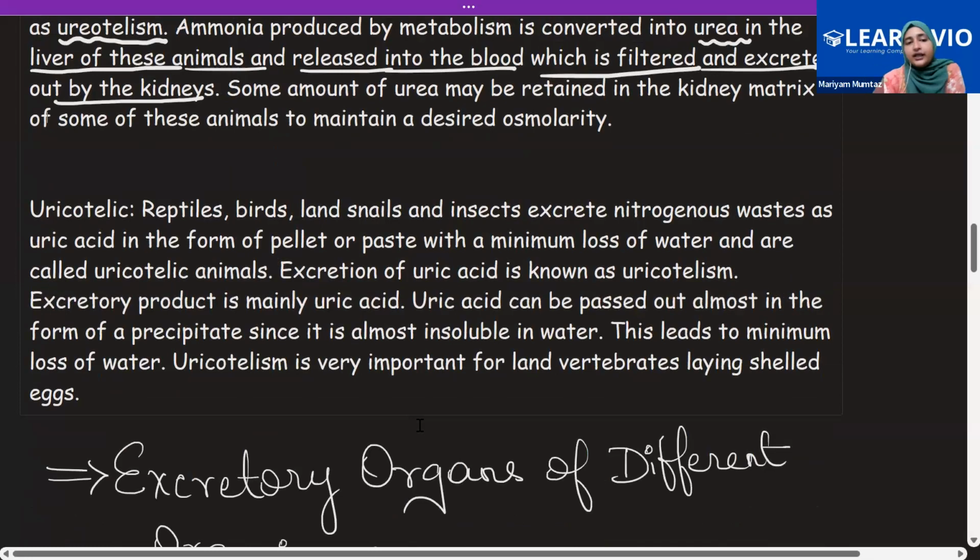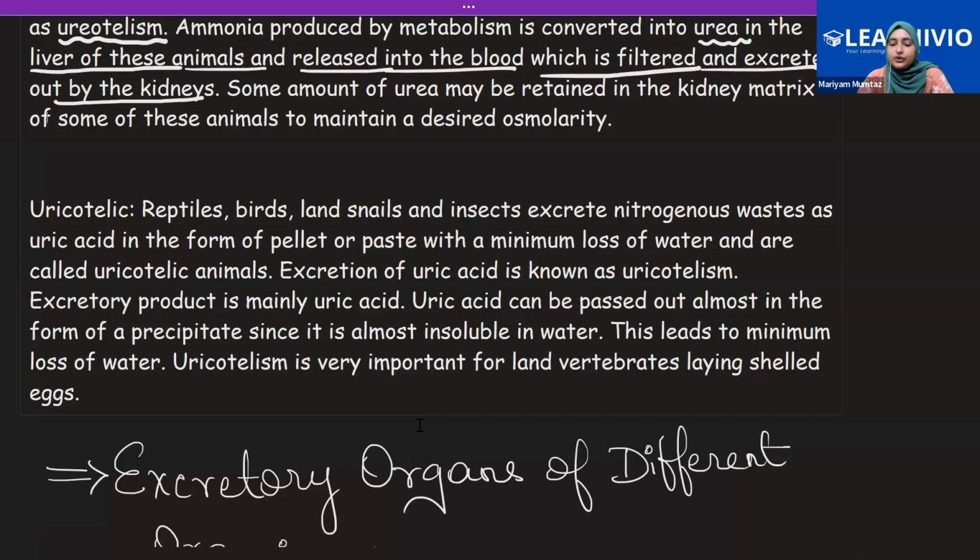Then comes the uricotelic. Uricotelic organisms are those that excrete uric acid as the nitrogenous waste, and they require minimum loss of water for the removal of this nitrogenous waste. Now remember, in our body the urea is excreted in the form of urine, which is a fluid, right? But in uricotelic organisms, those that have uric acid as their excretory product, pellets or a paste-like structure is excreted out.